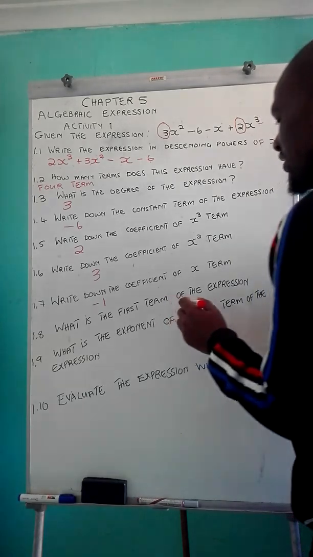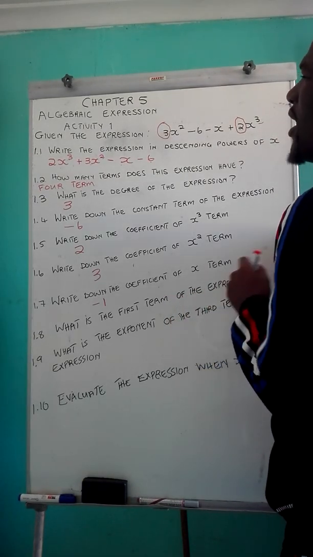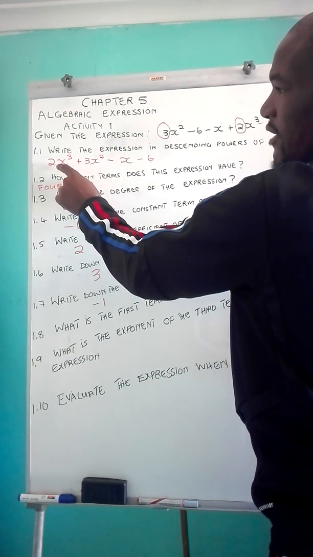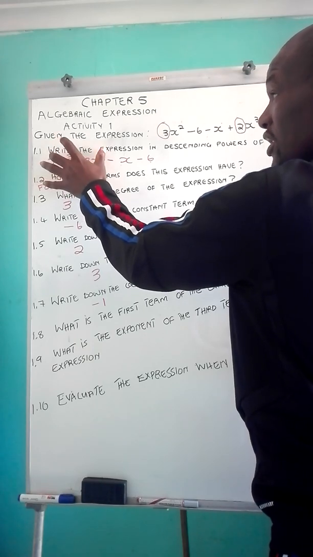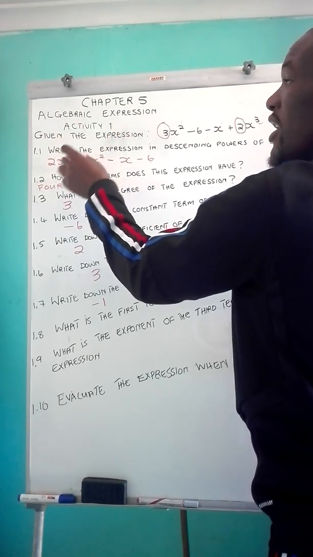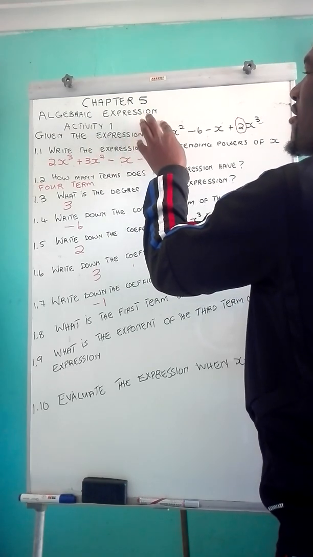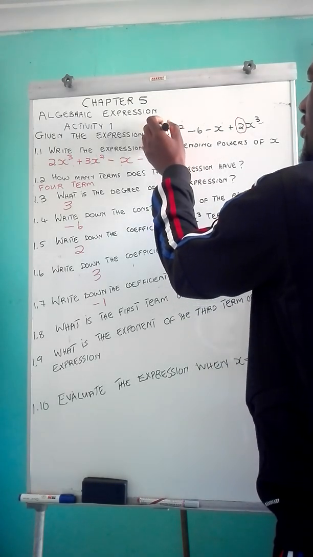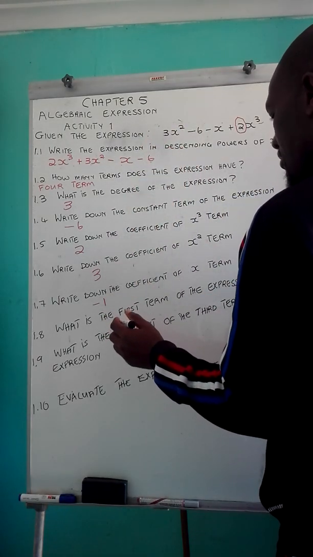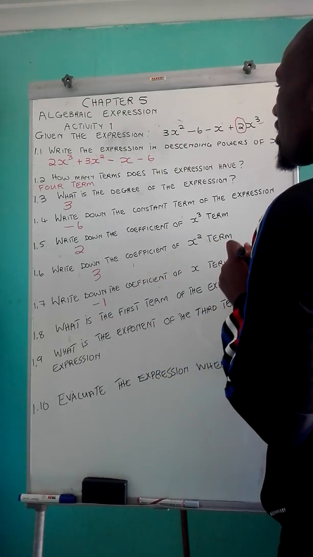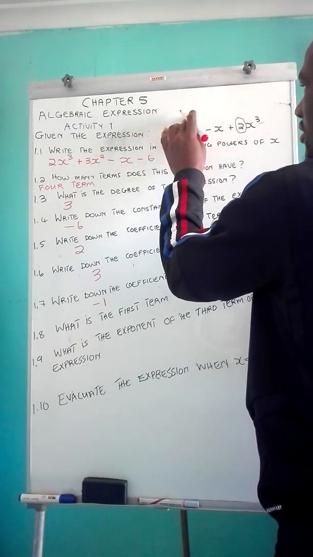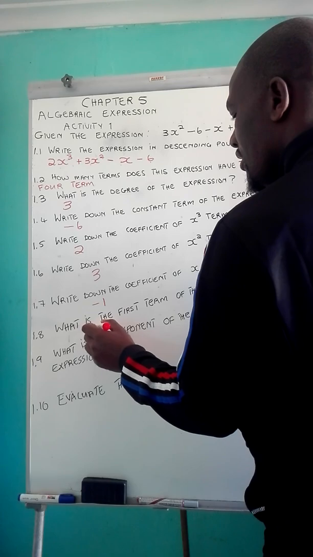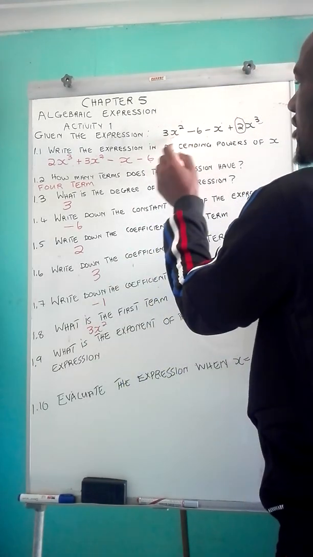What is the first term of the expression? Remember, we were given this expression. So you are not going to say this is the first term, because this is the question, not the expression. When they want the first term of the expression, this is the first term. So it's going to be 3x squared. You must use your expression, not your questions.